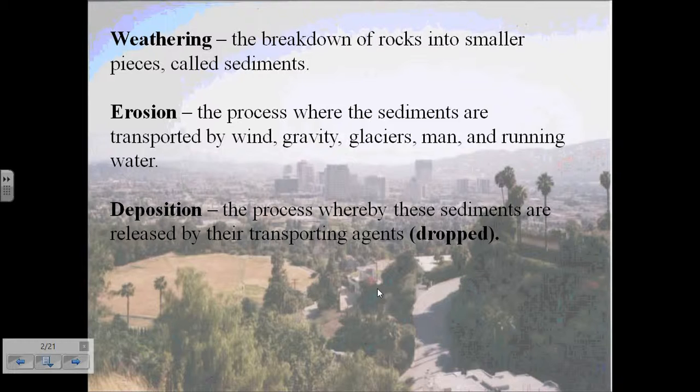For weathering, you need to think of the word break down, because literally weathering causes rocks to break down. When you hear the word erosion, the key word here is transport. Erosion is responsible for the transport of these sediments. And lastly, the word deposition refers to when the sediments are released, or in this case, dropped, which is the key word for deposition.